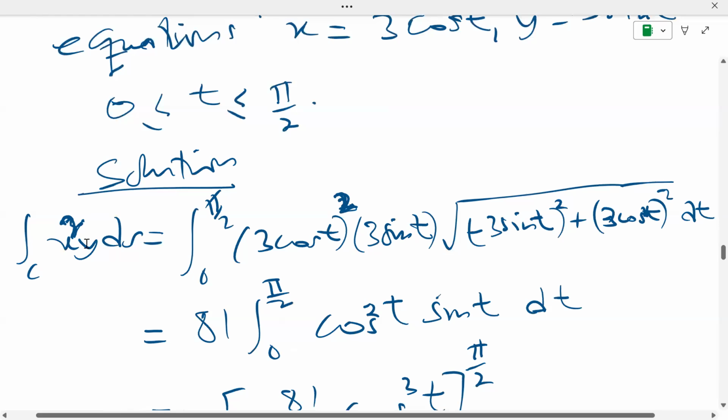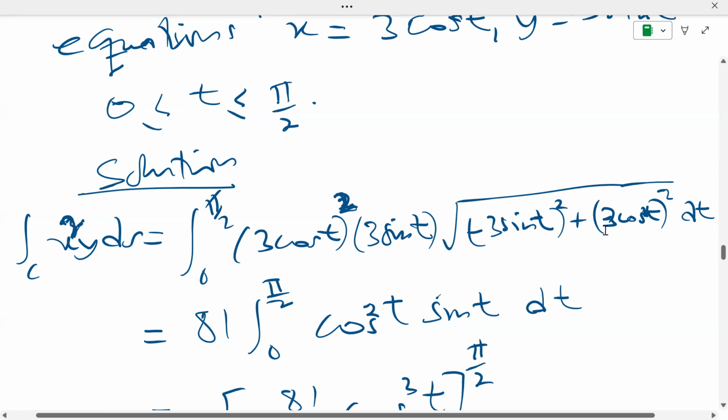And so we have our x squared y ds, and our interval is 0 to pi on 2. And so our x has been interpreted as 3 cos t. So in place of x, we put 3 cos t, we square it. And then our y is also giving us 3 sin t. Then our ds is the square root of our x prime of t squared plus y prime of t squared. So when we differentiate our x, it will give us negative 3 sin t. So that's why I have our negative 3 sin t, and then we square it.